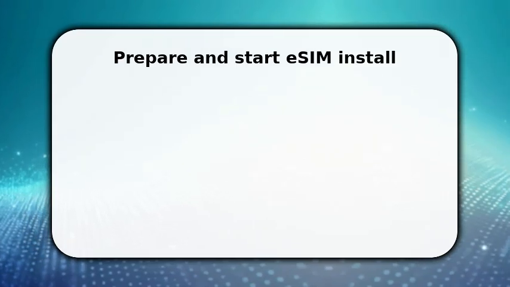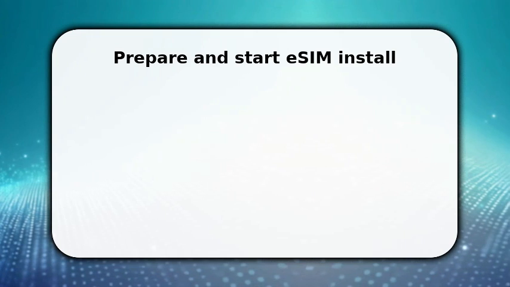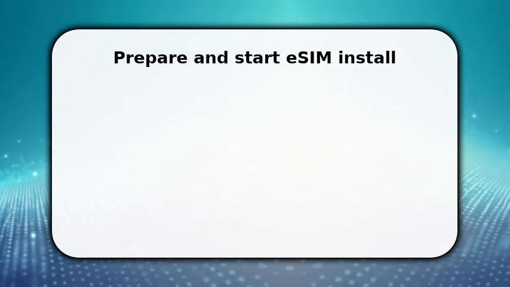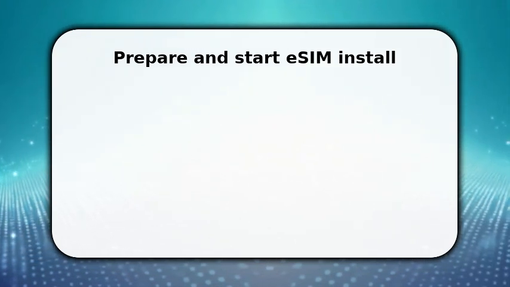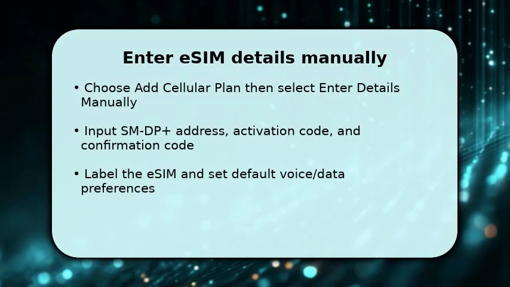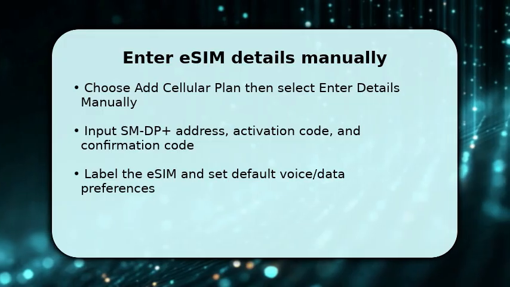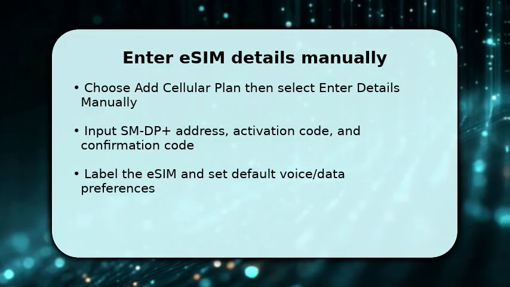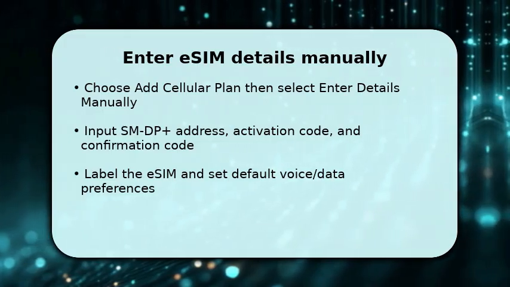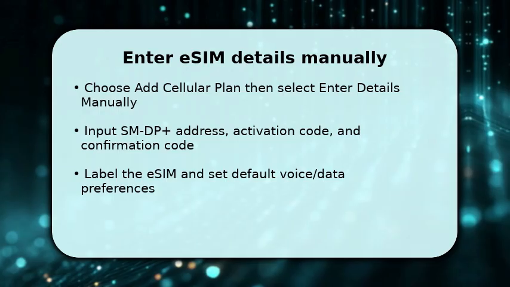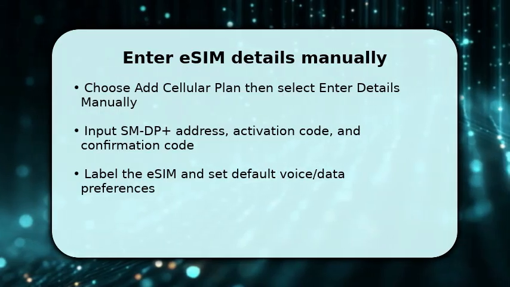Now open Settings and locate the Cellular or Mobile Plans section to start adding an eSIM. Tap Add Plan to proceed. You'll now manually enter the profile if QR scanning isn't used. First select Add Cellular Plan and then enter details manually. This lets you type the SM-DP+ address and the activation code provided by the carrier.